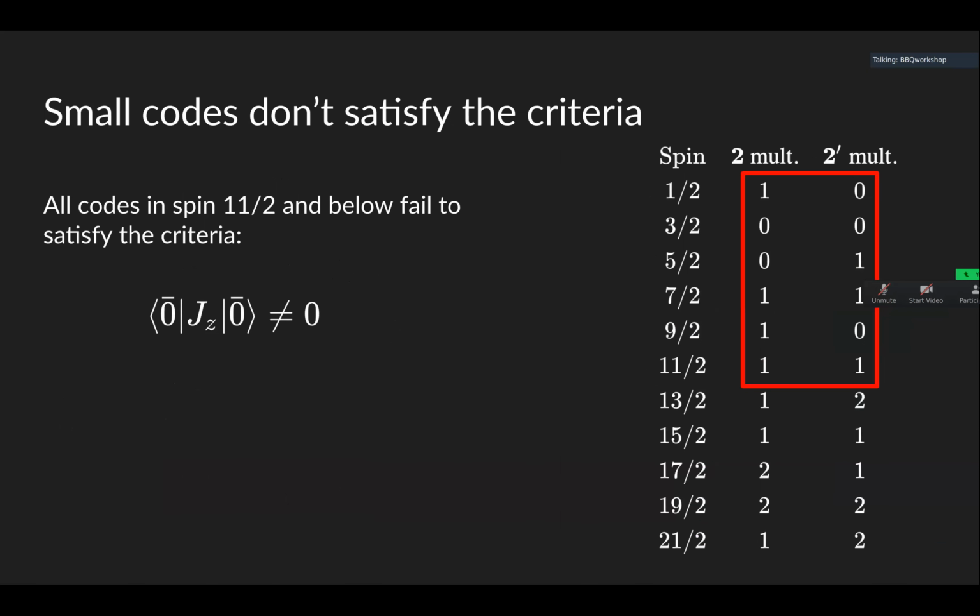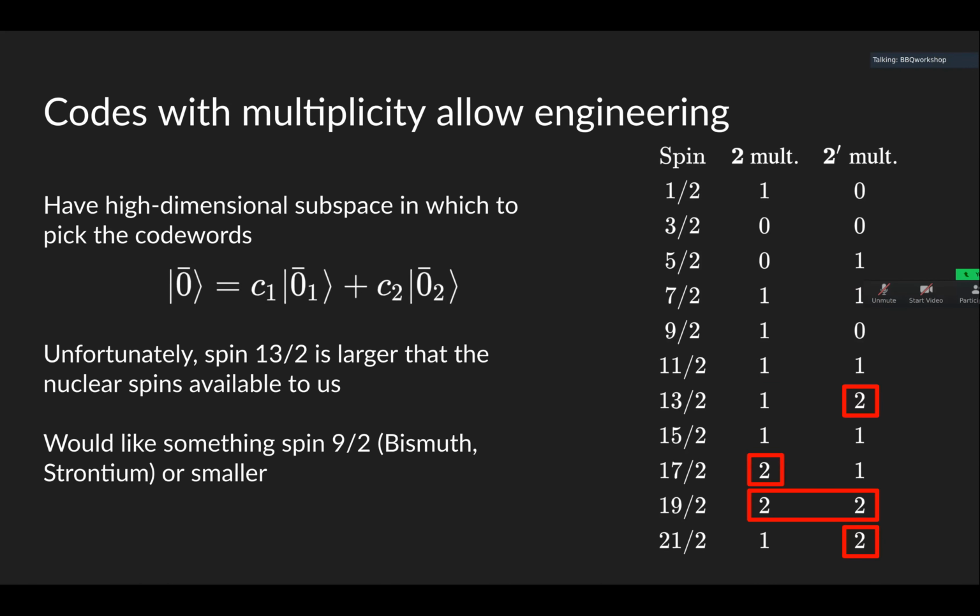So we can in fact just check that for all of these code spaces that we were identifying. And we find that the small ones don't work. They don't have vanishing JZ expectation values, so they won't allow us to correct errors. But if we bump ourselves up to spin 13/2 or higher, we start seeing that we have these code words or these code spaces appearing with multiplicity, which allows you to engineer your code words a little bit. And you can take advantage of this extra degree of freedom to create a code word that makes this expectation value vanish. And you can correct these angular momentum errors that we're looking to correct.